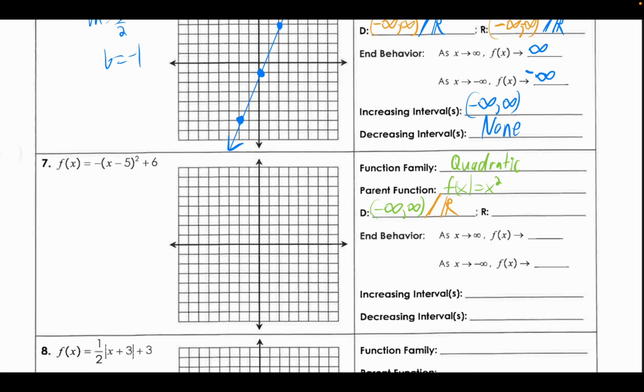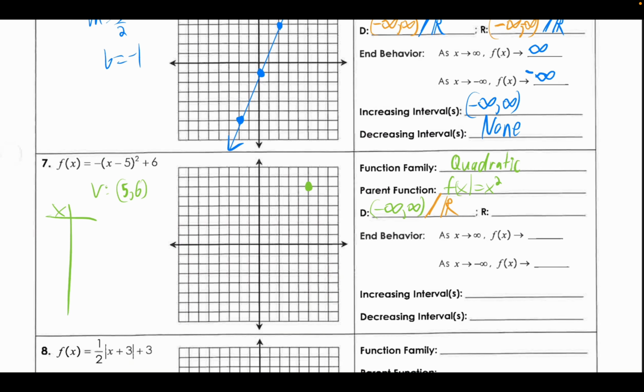Now I actually need to graph this. I can note that the vertex here, since it's in vertex form, is (5, 6), noting that this is a liar, but my 5 didn't want to stay written down. And this will also flip and reflect over the x-axis, good for us to note. So it's going to open down.